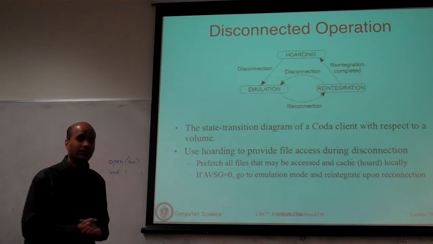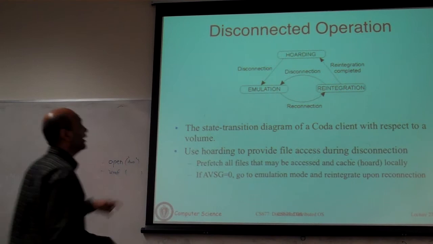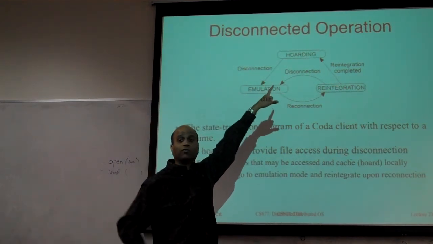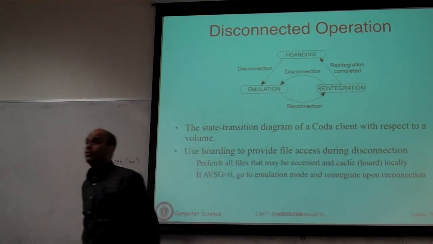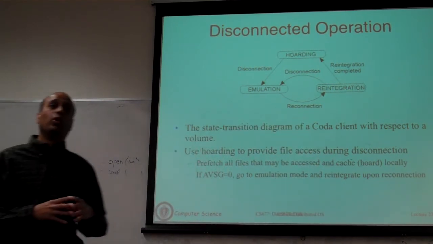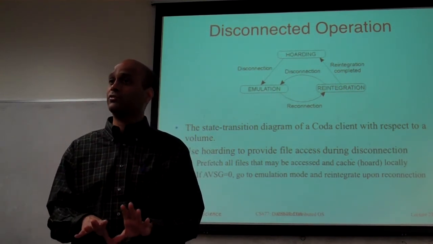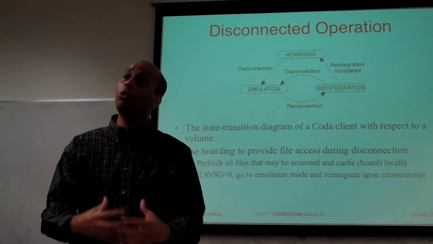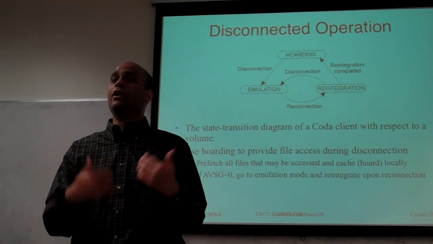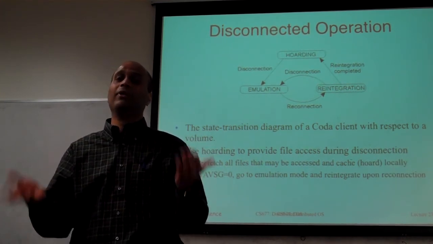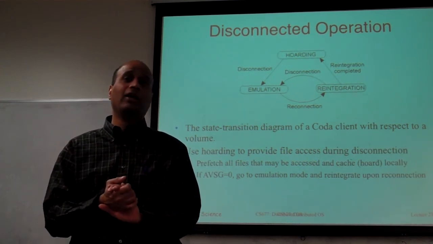So this is basically a state transition diagram of how the client works. At any point, the client could be in one of three states: holding, emulation, and reintegration. In the holding state, you are connected to the network and are actively downloading files that you want to cache. It's called holding because you keep a hold of files on your machine. So you are connected and you are saying, before the machine disconnects, let me opportunistically bring whatever files the user is interested in and keep a cache on the local machine.